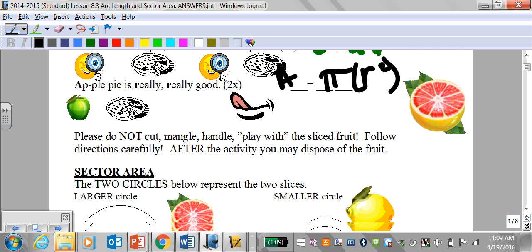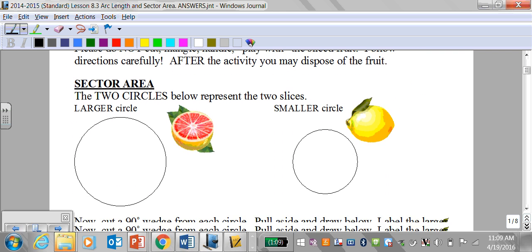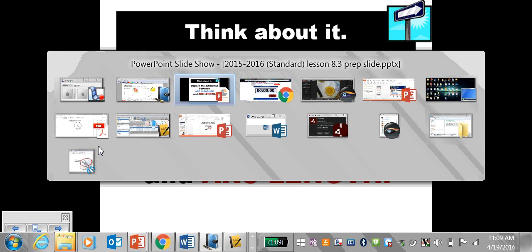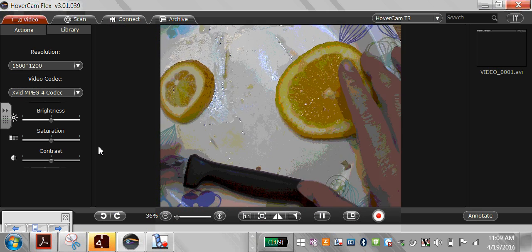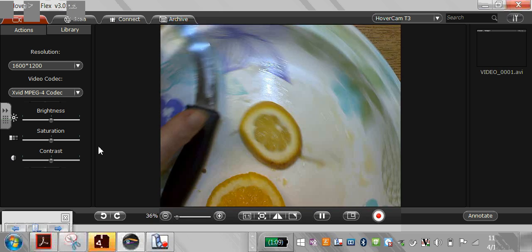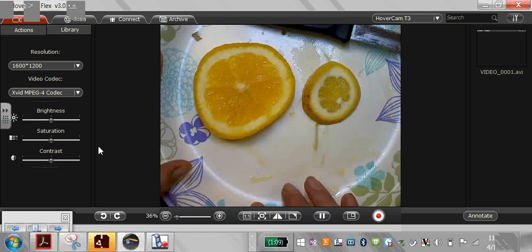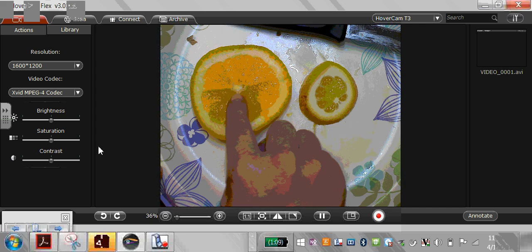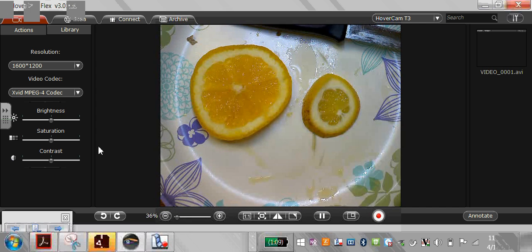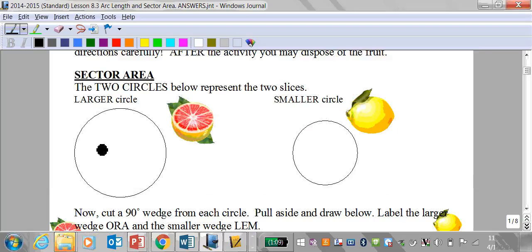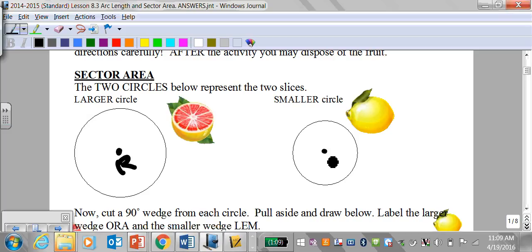Not yet. It'll be there in a second. Okay, ready? Let's just get oriented. This fruit represents the two circles. Okay, so we have circle R and circle E. My center's a little off, but you guys will figure it out. So step one on your paper, I'd like you to put right there, this is going to be circle R, that's the orange slice, and circle E is going to represent your lemon slice.